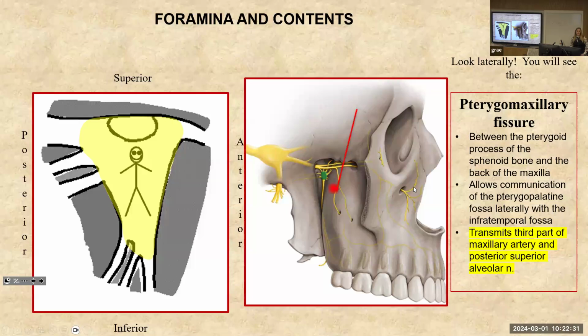In this pterygomaxillary fissure, we have the maxillary artery, which we haven't talked about but we will, going through the fissure to give arterial branches to these foramina and to go along with the nerves. We also have some nerves coming out. We have the posterior superior alveolar nerve branches coming out to help innervate the superior teeth. Okay, so those are the main structures that go through that fissure.